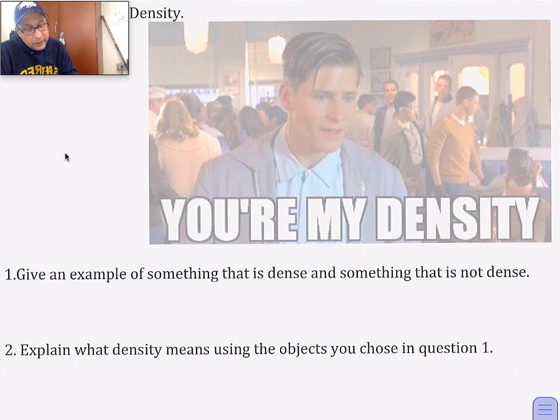But to begin with, let's give you a chance to try this if you haven't tried it yet. Answer each of the questions on the slides before I actually show the answers and go through them. So what do you think about density? Name something that is dense and something that's not dense, and then explain what density means using the objects that you selected. So when you're ready to go on, unpause your video.